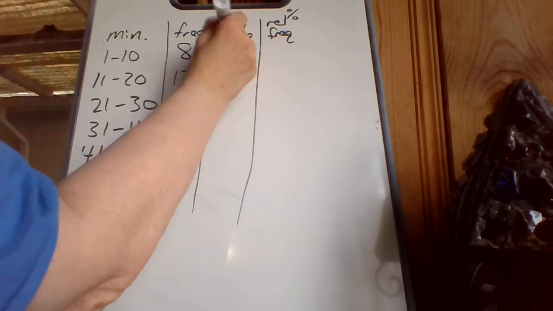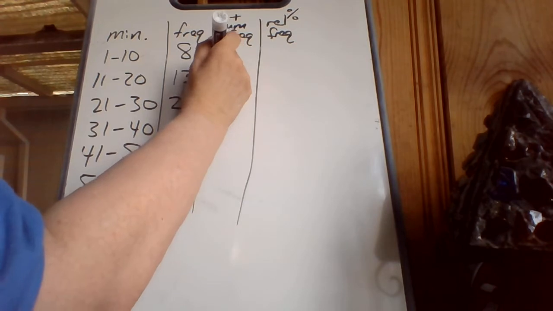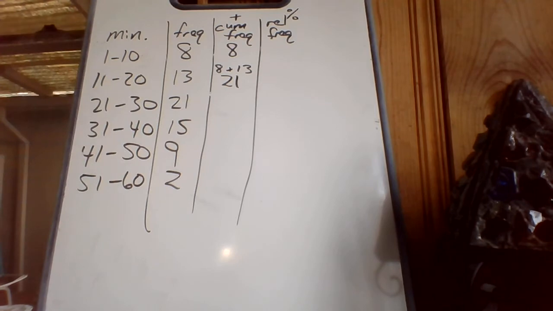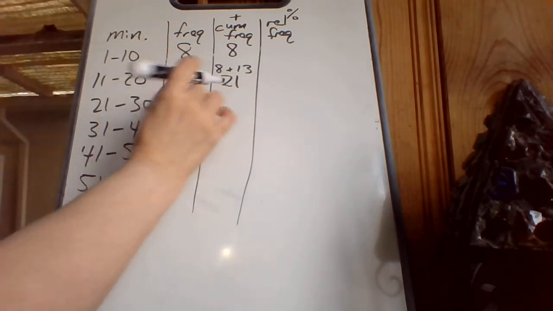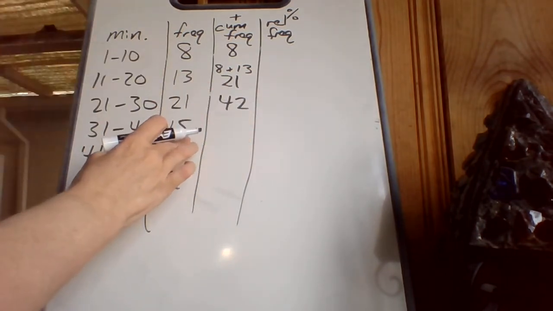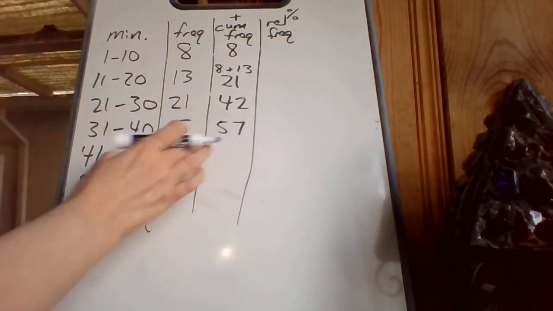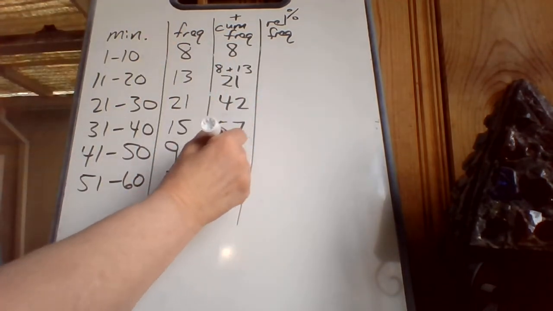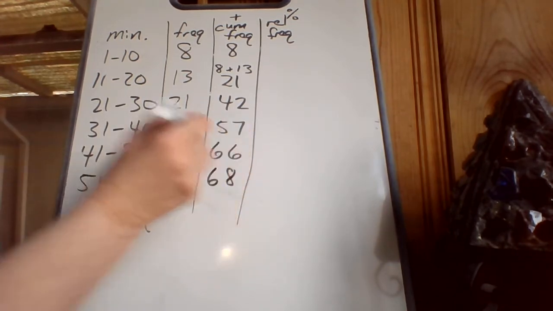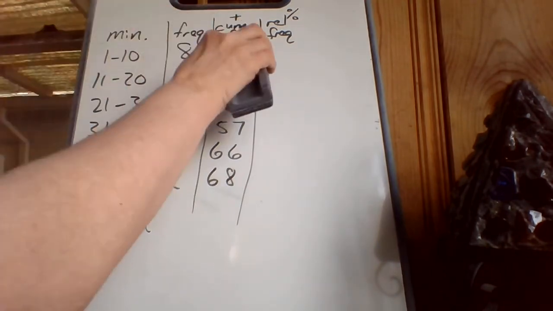Okay, so you start with 8 and you add some stuff to it. You add 13 to it. So this will be 8 plus 13. So 21. You didn't need to show me the 8 plus 13, but that's what I was doing. Now 21, add some more stuff to it. 42. Take that 42 and add another 15 to it. 57. Take that 57 and add another 9 to it. 66. And take that 66 and add another 2 to it. 68. So that's the cumulative frequency column. You don't need to put your calculation in there.